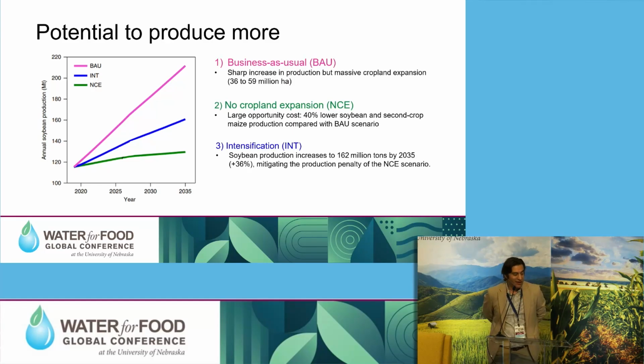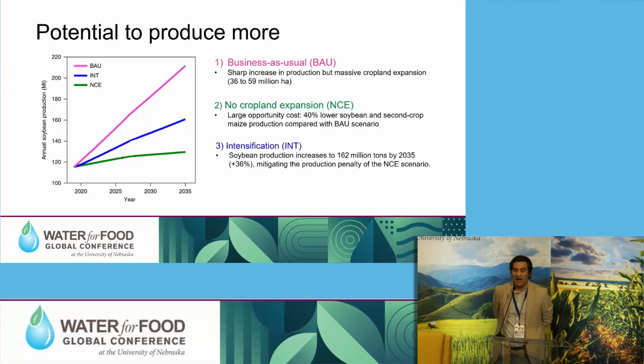And finally, there is the third scenario, which reaches a middle ground, where we are increasing soybean production by nearly 160 million tons in the next 15 years. That represents a 36% increase, but we are mitigating the production penalty associated with the no cropland expansion scenario. So you can see there that the intensification scenario reaches a production outcome that is intermediate between the business as usual and the scenario without any cropland expansion.